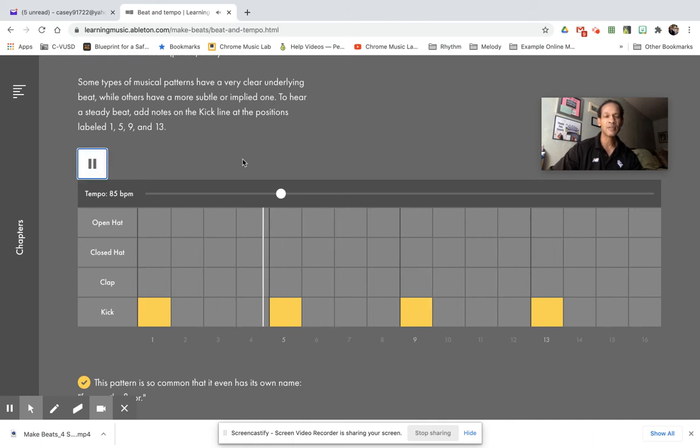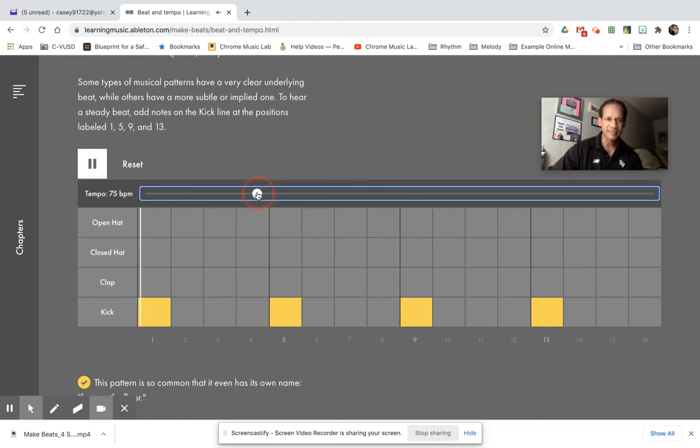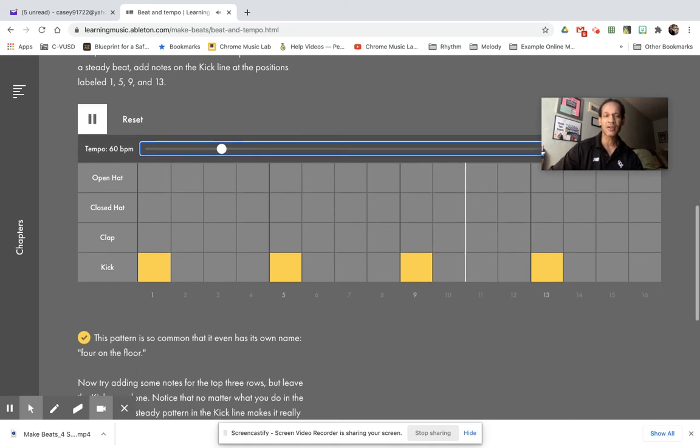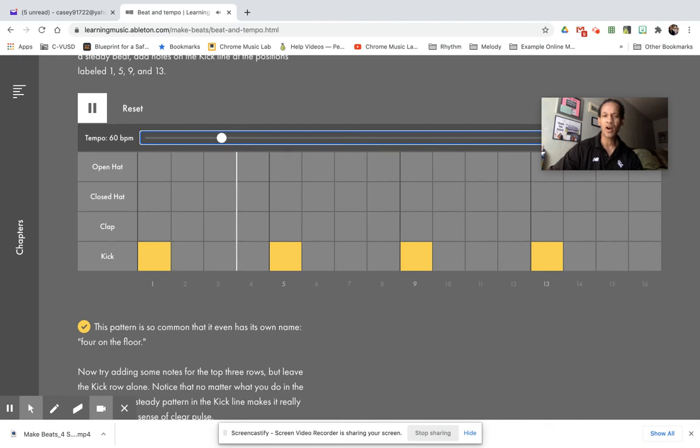All right, so at 60, if you looked at a watch, you would see you've got one beat per second, that's the beats per minute, right? It just so happens that this pattern is called four on the floor. So it's keeping its beat.